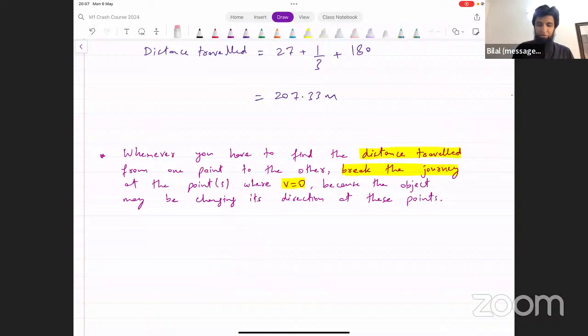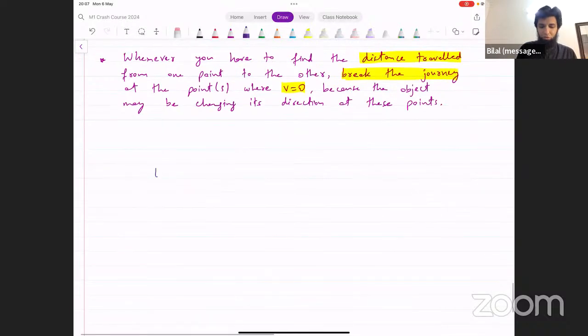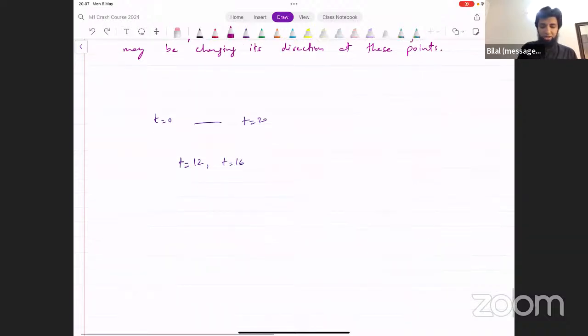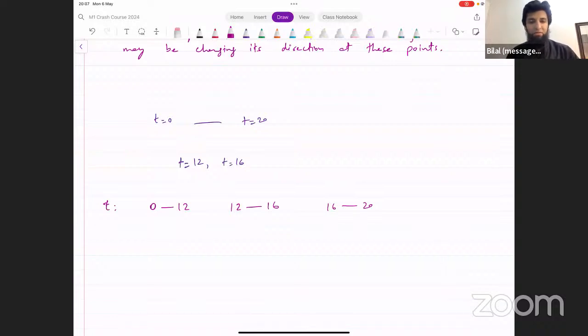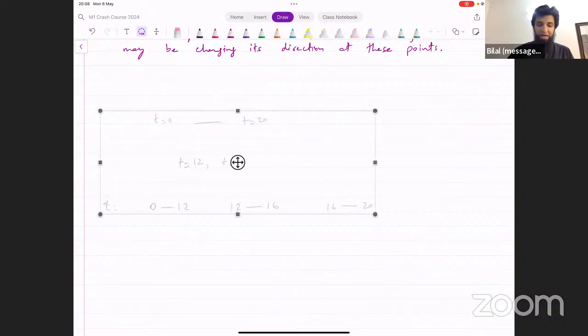For instance, if you have an object that's moving from time equals 0 to time equals 20, and you put v equal to 0, and it turns out velocity is equal to 0 when t equals 12 and when t equals 16, you can't find distance traveled by inputting limits directly from 0 to 20. You would have to break the journey into parts. You would have to find distance traveled from 0 to 12 separately, and then from 12 to 16 separately, and from 16 to 20 separately. You'll find displacement for each of those parts separately, make them positive first, and then add them up together. Okay? You can't find distance traveled directly.